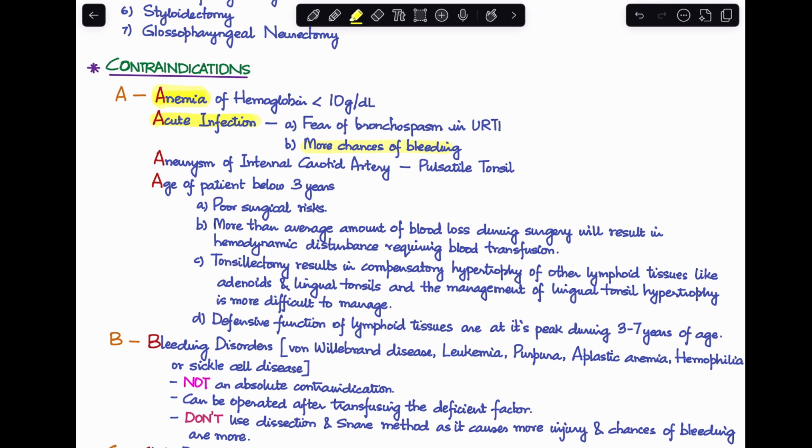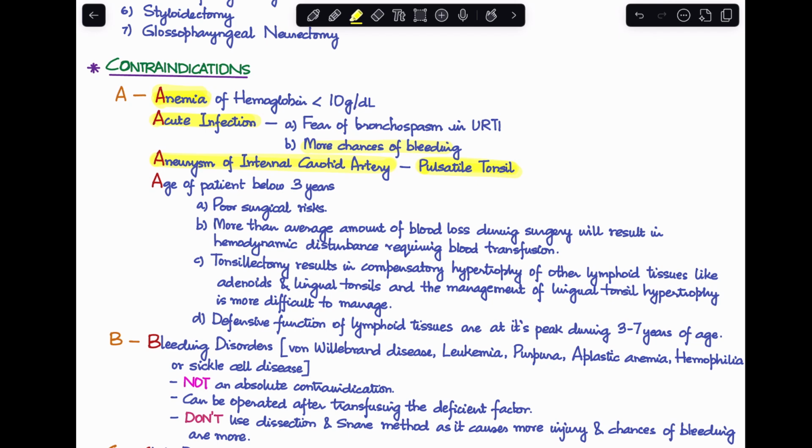Third contraindication is an aneurysm of internal carotid artery. In this case, a very classic presentation could be the presence of pulsatile tonsil. In these cases, we should not perform a tonsillectomy because what if you end up injuring the internal carotid artery?